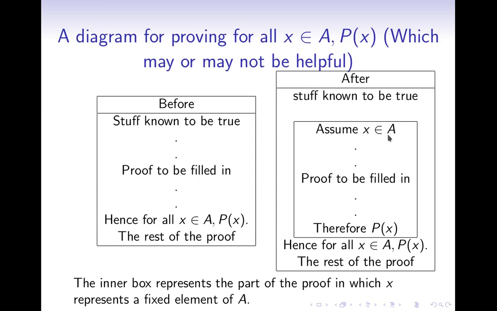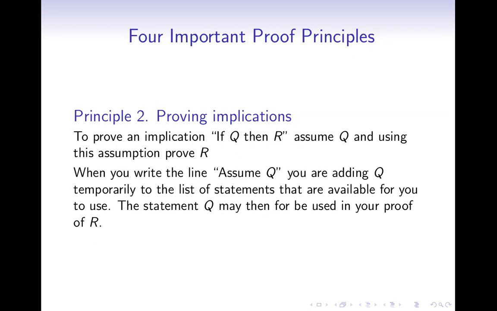So in this inner box, after saying assume x is an element of A, that x is an arbitrary fixed element of A which you can use. Principle number 2: if you want to prove an if-then, say the implication if Q then R, the way to do it is assume Q is true, and using the assumption that Q is true, you have to give a proof that R is true.